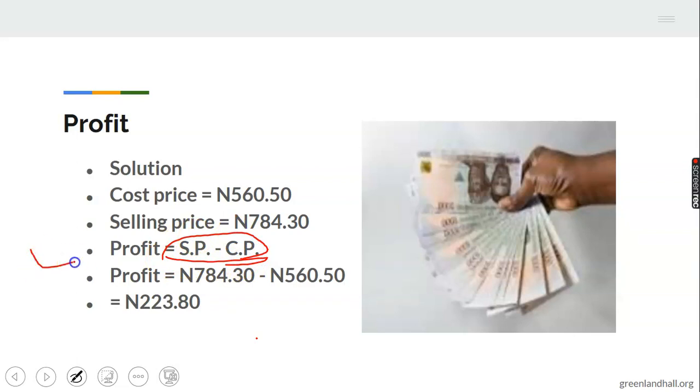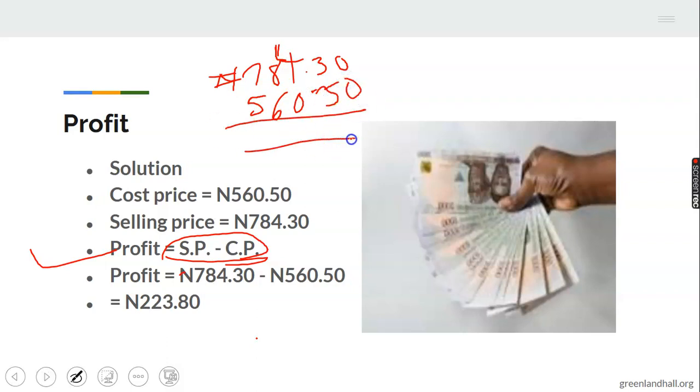Take note of this formula again. That's the formula for profit. Selling price minus cost price. Now, what is the selling price? This person sold it for 784 naira. Let me calculate it here. 784 naira 30 kobo. And then that's the amount it was sold. And then bought it for how much? For 516 naira 50 kobo.